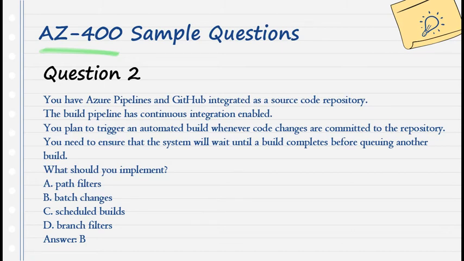What should you implement? A. Path filters. B. Batch changes. C. Scheduled builds. D. Branch filters. Answer: B.